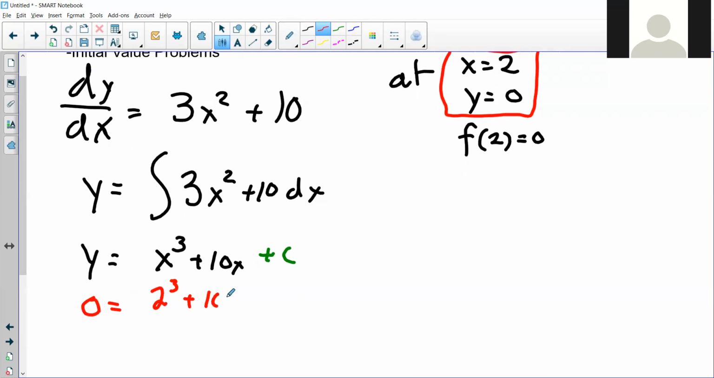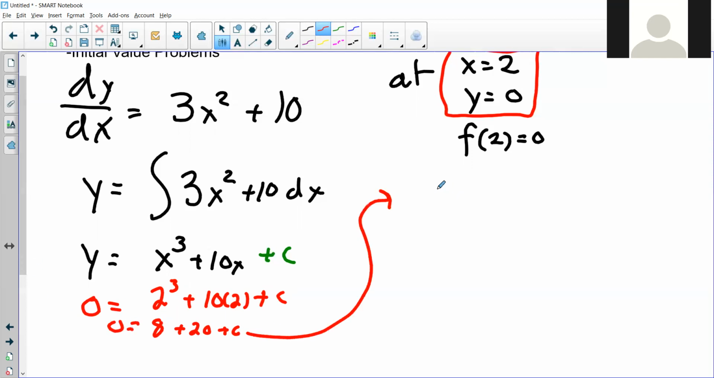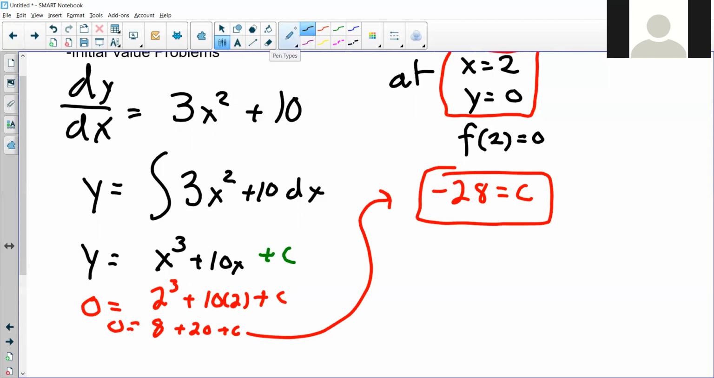So y equals x cubed plus 10x plus C. So that's 8 plus 20 plus C equals 0. Little bit of algebra here. Negative 28 equals C. That value is important, but I need that final equation. So that final equation is y equals x cubed plus 10x minus 28.